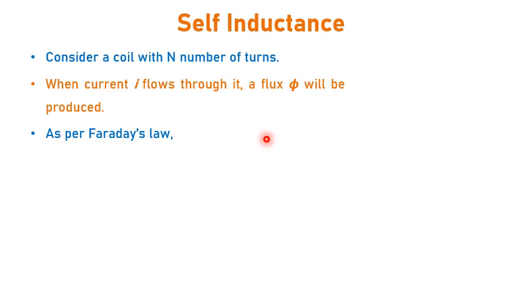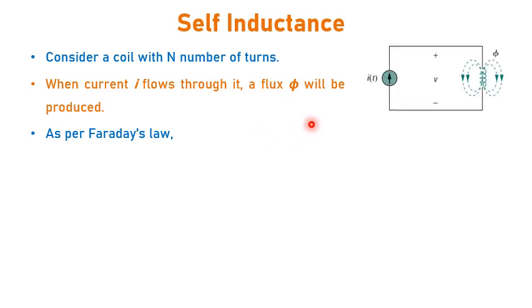As per Faraday's law, this is the coil which is carrying a current of I ampere that produces a flux of phi Webers. So there will be a voltage induced across the coil as per Faraday's law, that is V is equal to N into d phi by dt.